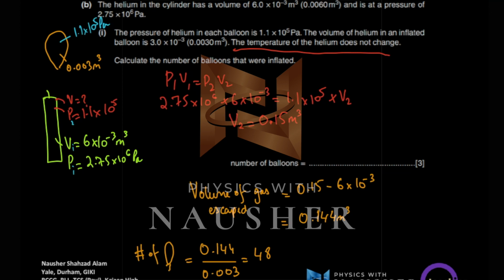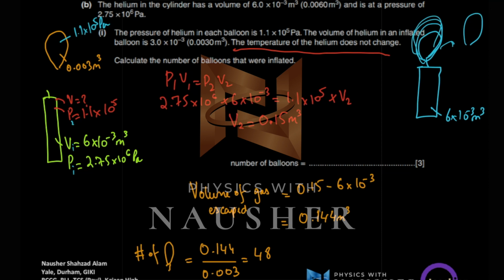So you guys tell me, I have this tank, and this tank had an initial volume of 6 into 10 to the minus 3 meter cube. I started filling balloons, filled up one balloon, then the second balloon, then the third balloon, then the fourth balloon, then the fifth balloon. And the volume in the cylinder changed from 6 into 10 to the minus 3 to 0.15 meter cube. Can you tell me what was the volume that was given to all of these balloons? The volume of the gas inside the cylinder was 6 into 10 to the minus 3. Then it became 0.15 as I filled up the balloons. What is the volume that was given to the balloons?